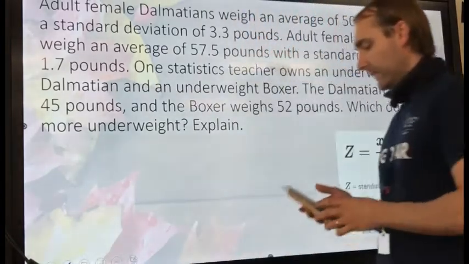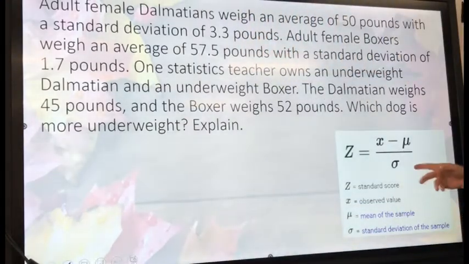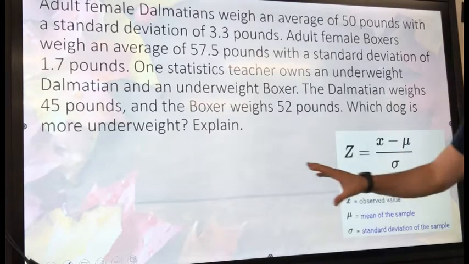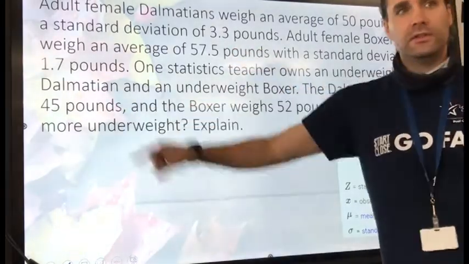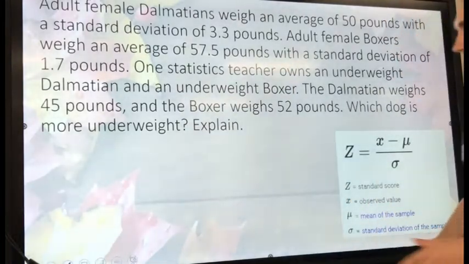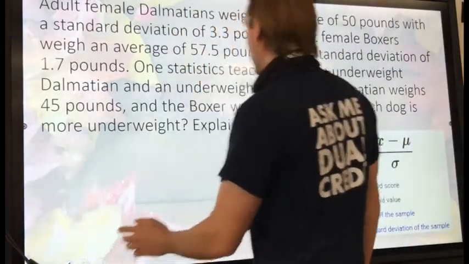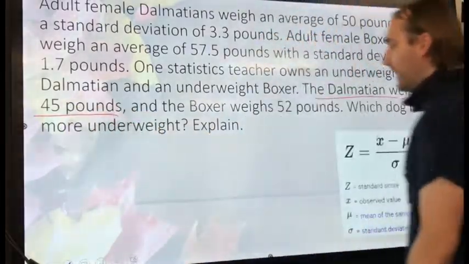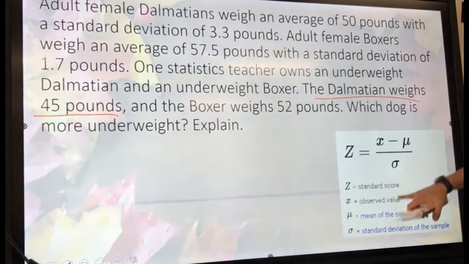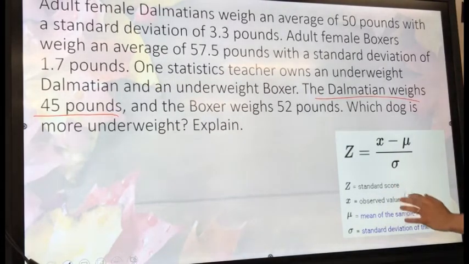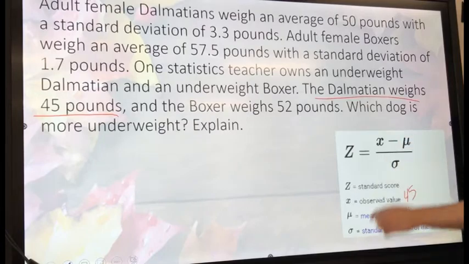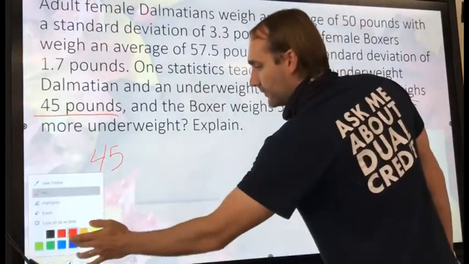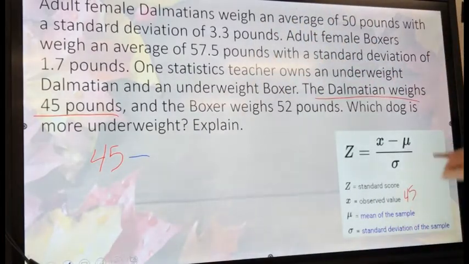And explain. So like I said yesterday, the Z-score measures how far off from the mean you are given your point range. So this stats teacher will start with the Dalmatian, which weighs 45 pounds. That's going to be my observed value, 45 pounds. So for the X, I'm going to put a 45. And I'm going to subtract from that this, which represents the mean.